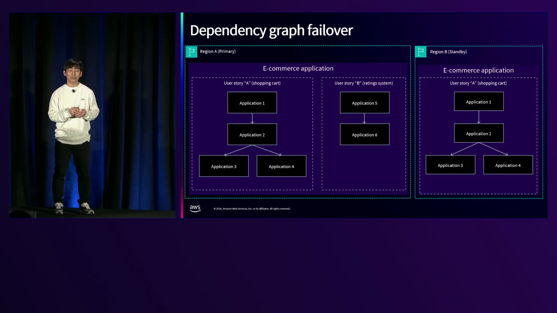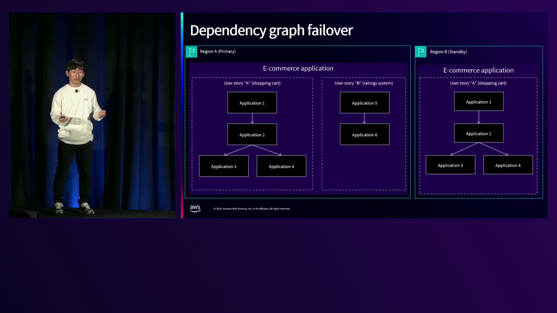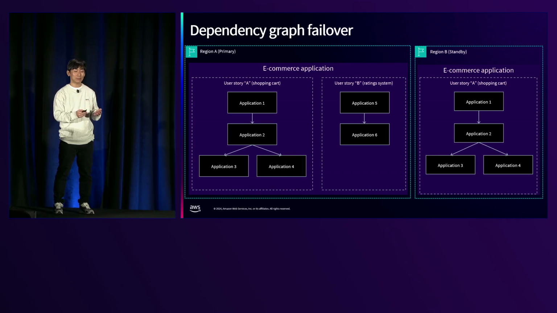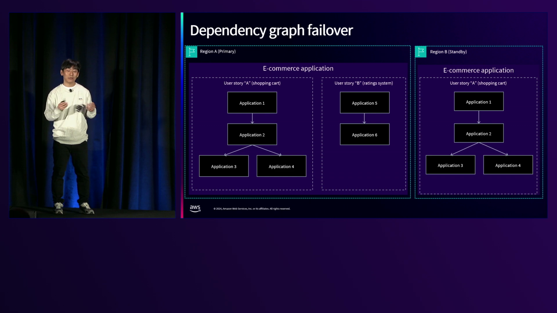Seemingly unrelated user stories might share dependencies. For example, if two different user stories rely on the same authentication system, failing over one graph might necessitate failing over the other as well. Even with these challenges, we'd recommend this approach over the first two.